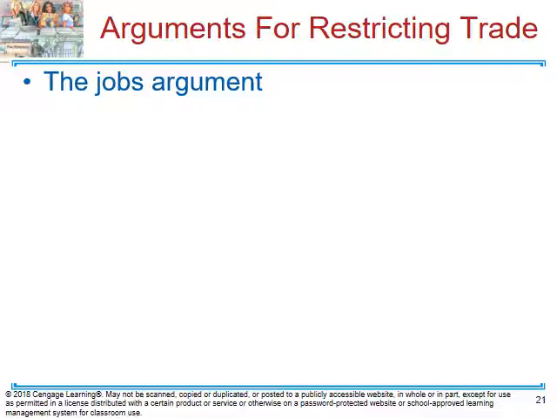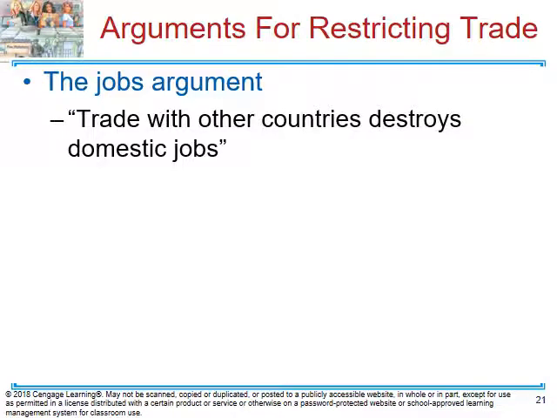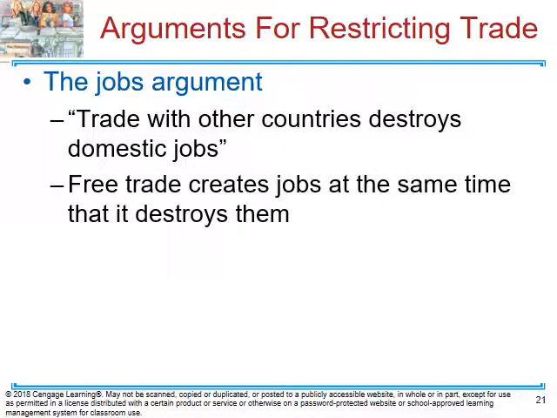In the example of textiles, those who are producing textiles, or the employees of the textile industry, will basically lose their job if international trade is allowed. So this argument says that trade with other countries destroys domestic jobs. But the main counterargument is that free trade creates jobs at the same time that it destroys them.